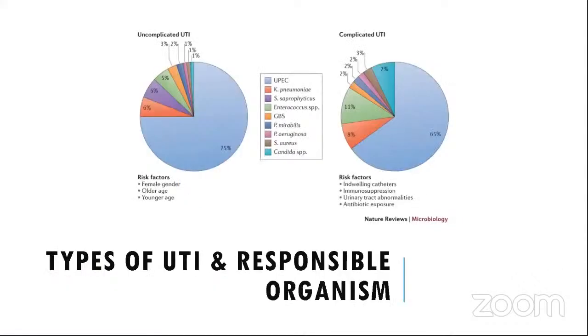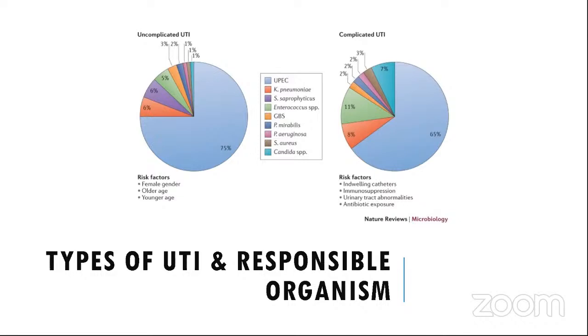Now, types of urinary infection and responsible organism. The main organism is E. coli. Others are Klebsiella pneumoniae, Staphylococcus aureus, Candida, etc. The main one is E. coli, about 75%.